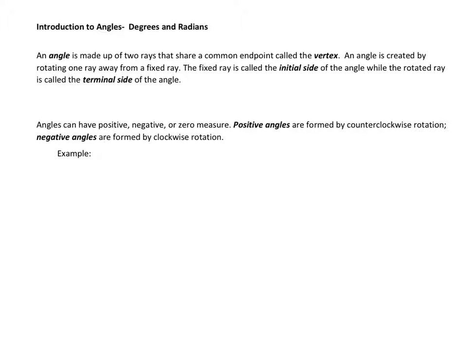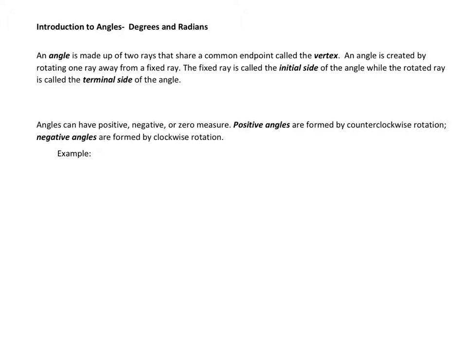Okay, let's talk about angles. I have a definition here listed for you. An angle is made up of two rays that share a common endpoint called a vertex, the angle created by rotating one ray away from a fixed ray. The fixed ray is also called the initial side, and of course the rotated ray where you end is called the terminal side. So we can have positive angles, negative angles, and you could have a zero measure.